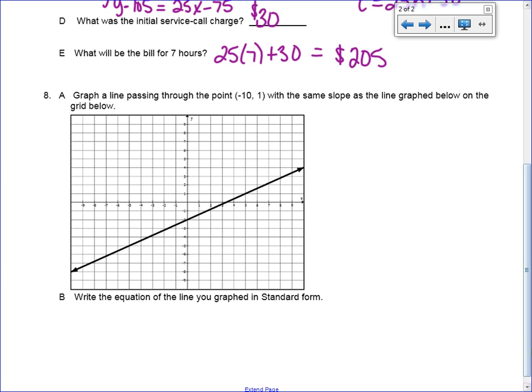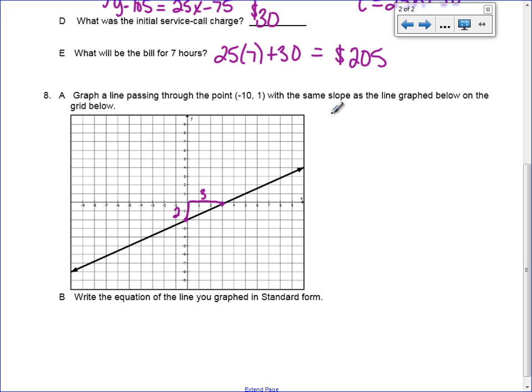Okay? So number 8, graph a line passing through the point -10, 1 with the same slope as the line graphed below on the grid. So the first thing I need to do is find the slope of this line. So I'm going to find 2 pretty points. So here's one and here's one. And I'm going to count my rise over my run. So I went up 2 over 3. So my slope is 2/3.